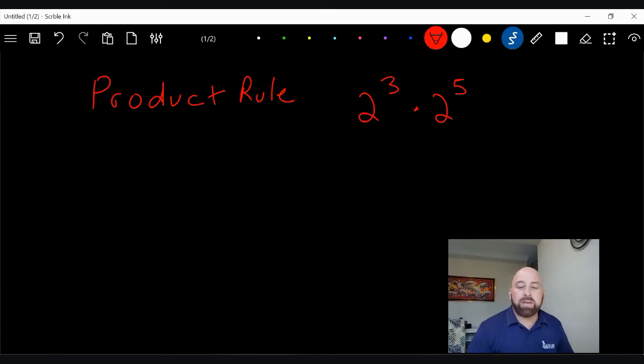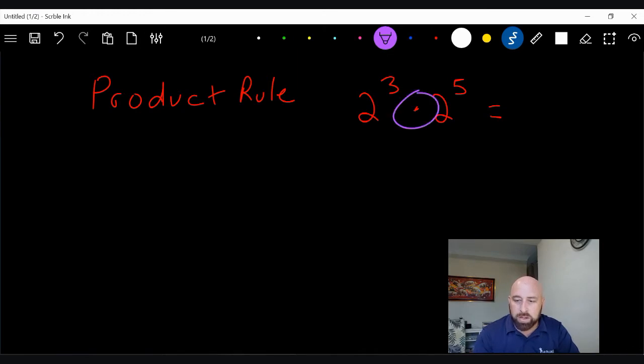So if I have 2 to the 3rd times 2 to the 5th, and I want to find the answer to that problem, I need to apply what's called the product rule. Why the product rule? Because we are multiplying. We have a product. These are 2 factors, okay? And so we are looking for the answer, which is the product. So we need to use what's called the product rule, okay?